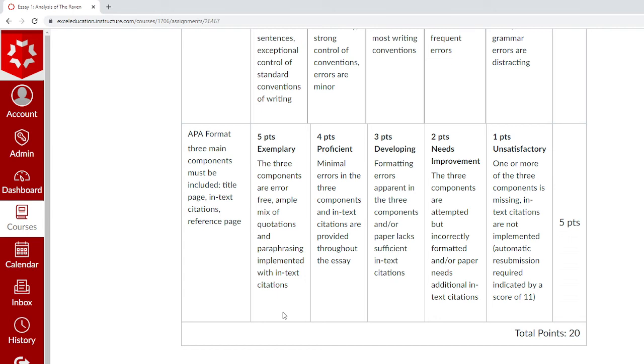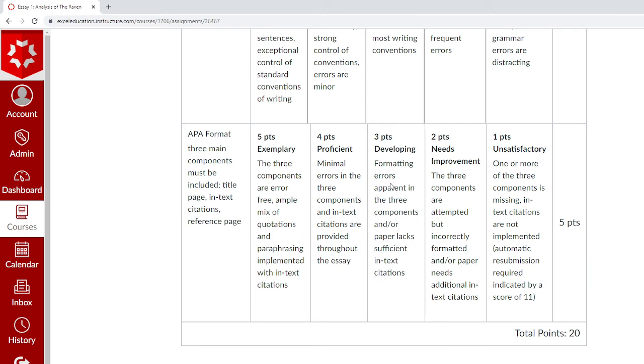You can see that if you paraphrase or quote a piece of information from your source, including a website, book, or the class readings, you have to include in-text citation and list that source on your reference page. At best, you're going to score a 2 or a 3 if you're missing some of your citations. So you can see under 2, it says the 3 components are attempted but incorrectly formatted, or maybe you need additional in-text citations, but you've given it a shot, you've added at least most of your in-text citations.